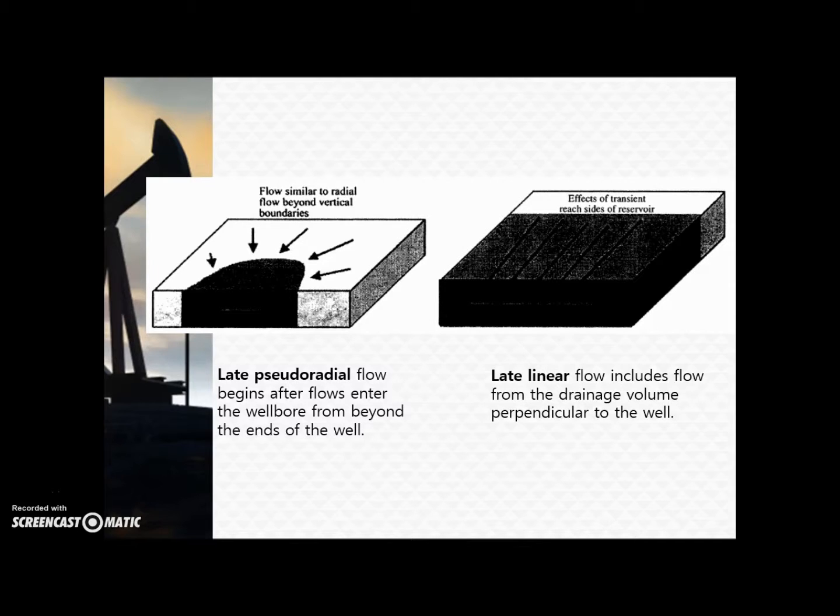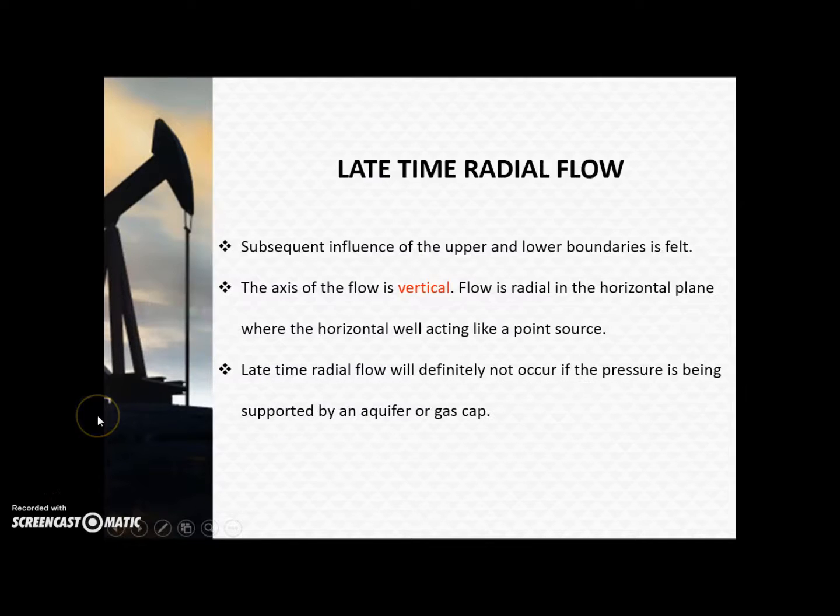late pseudoradial flow. The flow regime will then continue until the area affected by the production reaches one of the sides of the reservoir. Once the area affected spans the entire width of the reservoir, we will have a linear flow regime known as the late linear flow regime. Remember, all the flow regimes will not occur if other external boundaries are felt first, and will definitely not occur if the pressure is supported by an aquifer or gas cap.